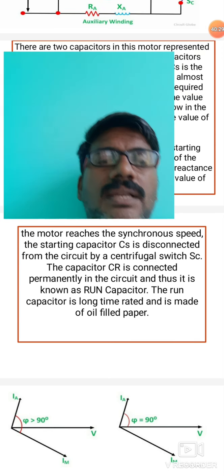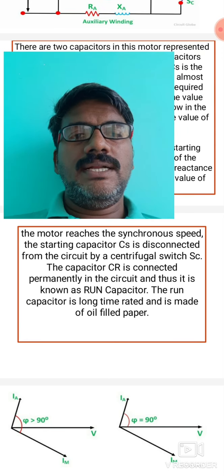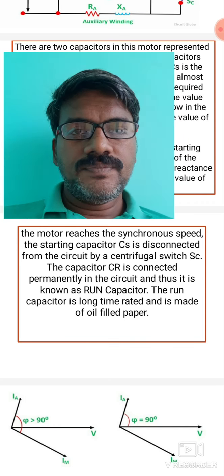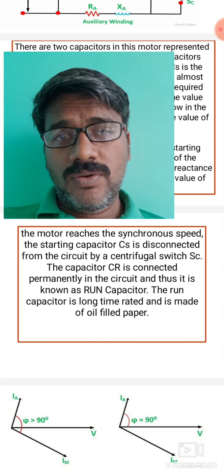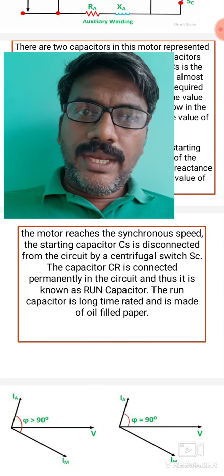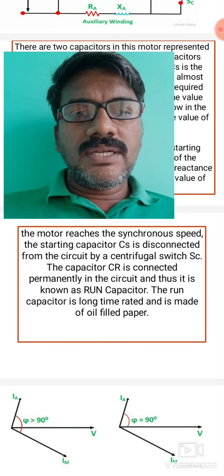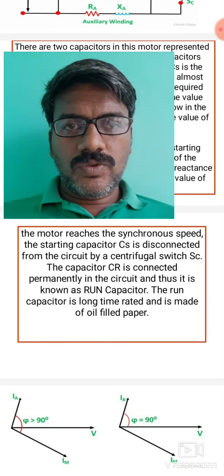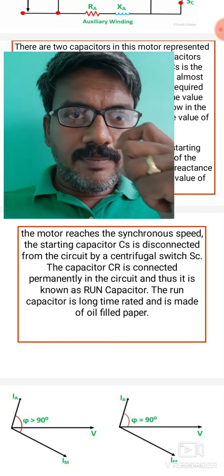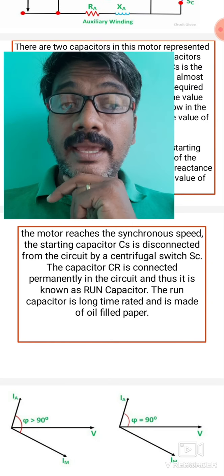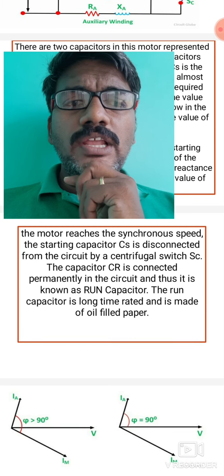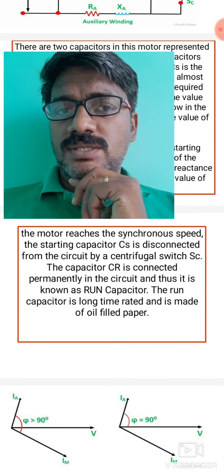The run capacitor is long time rated and is made of oil filled paper type, right? Remember, it's a very important question for exams. The starting capacitor is electrolytic type and has high capacitance, and the running capacitor is oil filled paper type, and its value is very small.